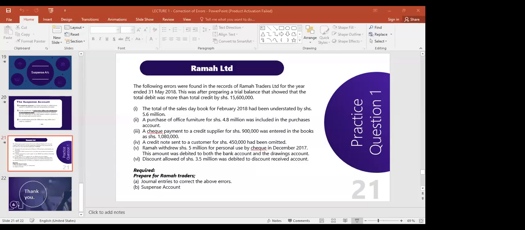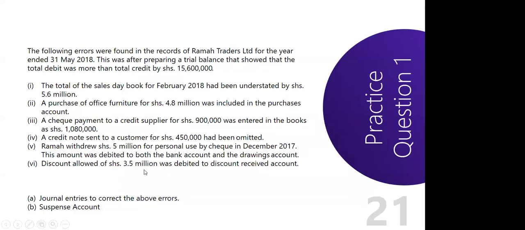The last scenario, discount allowed of 3.5 million was debited to discount received account. This is quite easy. It is not detected by the trial balance. So we just reverse those entries. Discount allowed of 3.5 million was debited to discount received of the same amount.